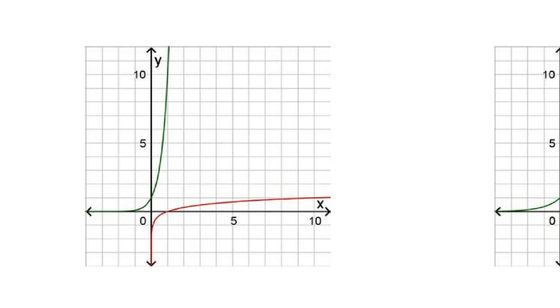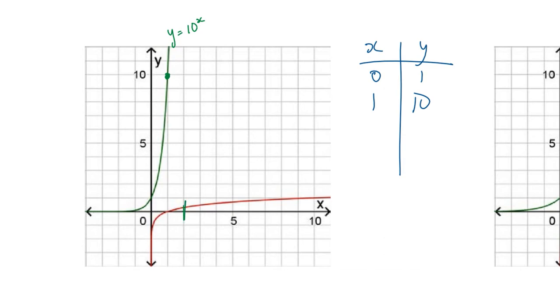And then the next one, if I was doing a table of values, at x equals 0, y is 1. That doesn't tell us anything. At x equals 1, y looks like 10. Okay. And that means this is a graph of y equals 10 to the x. So at 2, it's going to be at 100, which is way off the graph.